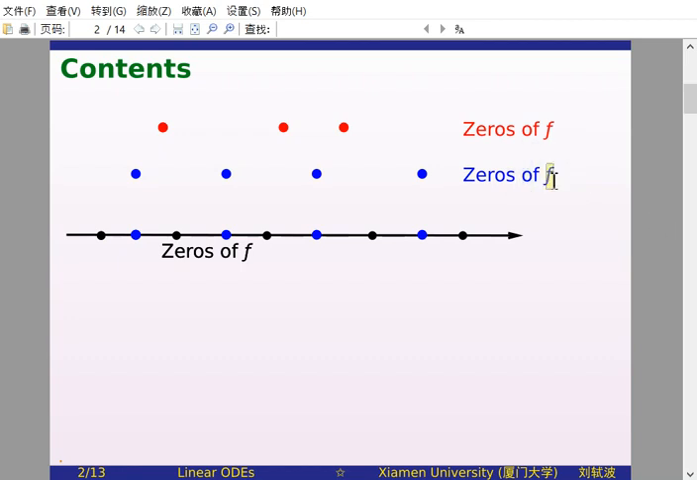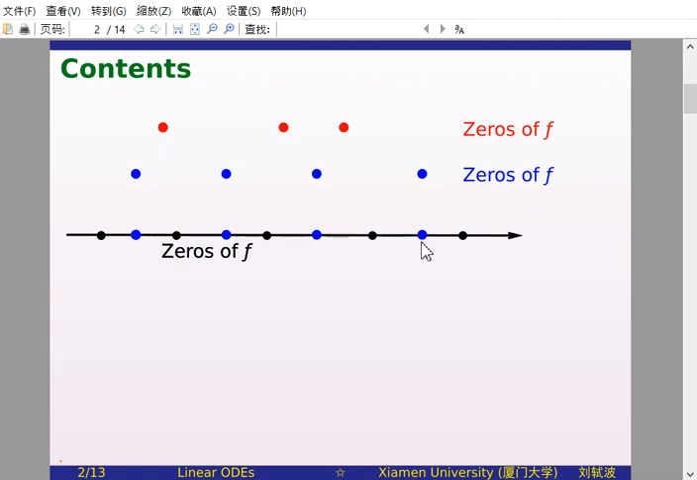I'm sorry, here there is a misprint. The blue dots here should be zeros of f prime, not f. I copied the words here, and I forgot to add the prime. So in this picture f has 1, 2, 3, 4, 5 zeros. Then applying the Rolle theorem between any two consecutive zeros, we obtain the 4 zeros of the derivative of f. That is these 4 blue dots.